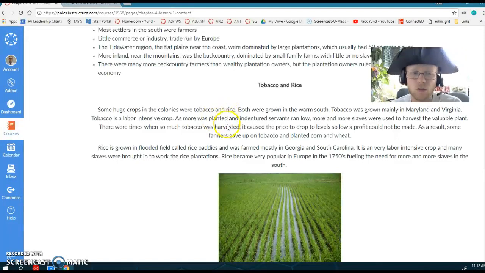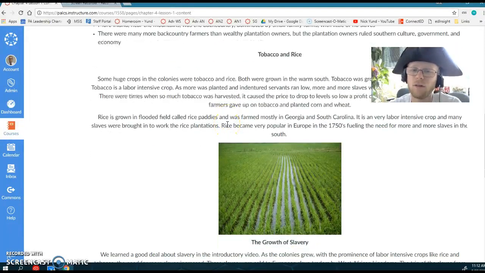Now, rice is grown in a flooded field called a rice paddy, and it was farmed mostly in Georgia and South Carolina, where the climate was best for that. It is an exceptionally labor-intensive crop, and many slaves were brought into the rice paddies. Rice became very popular in Europe in the 1750s, fueling the demand for more rice, fueling the need for more slaves in the South.